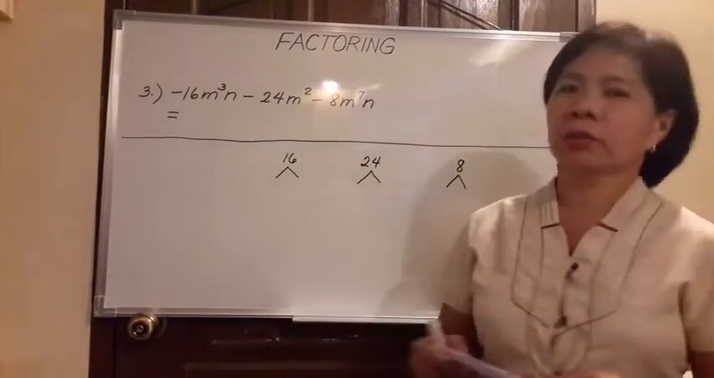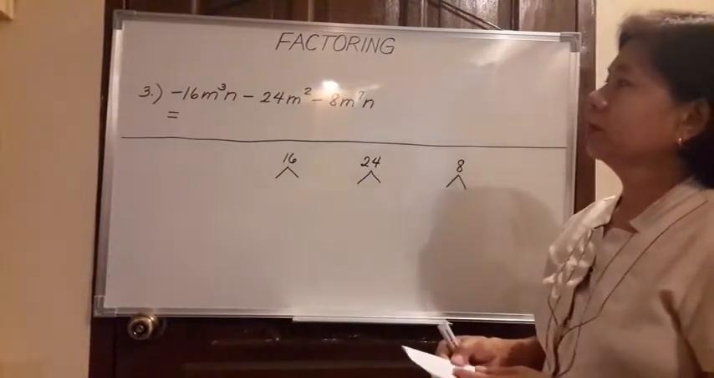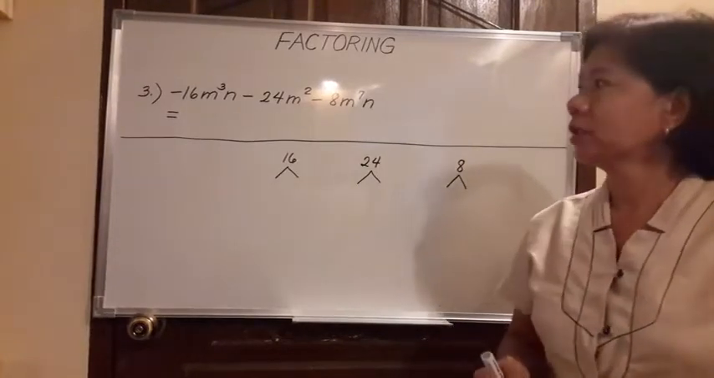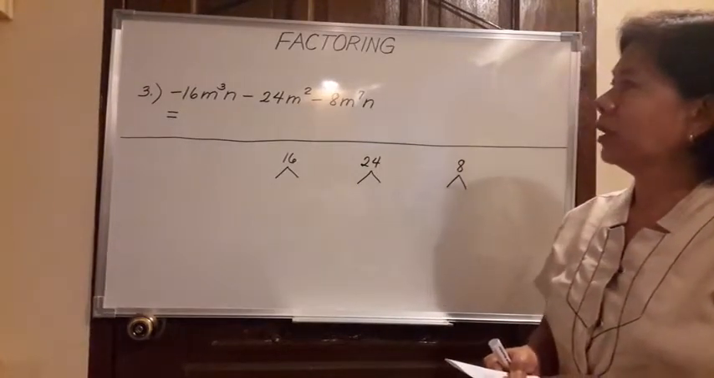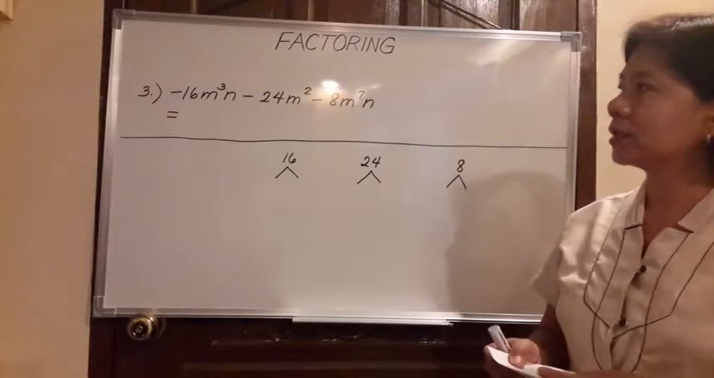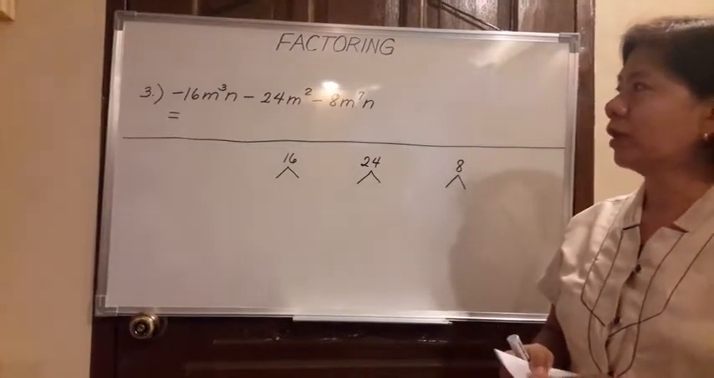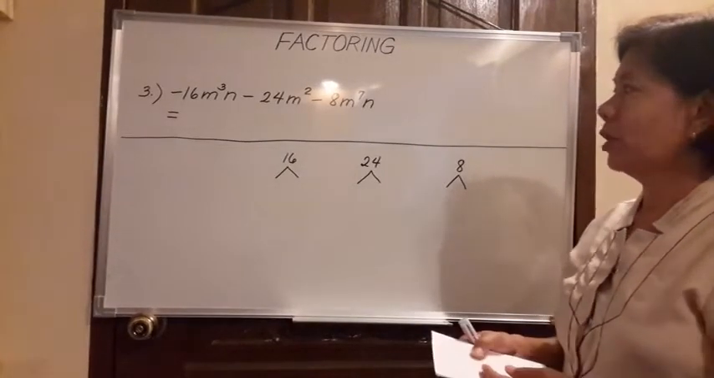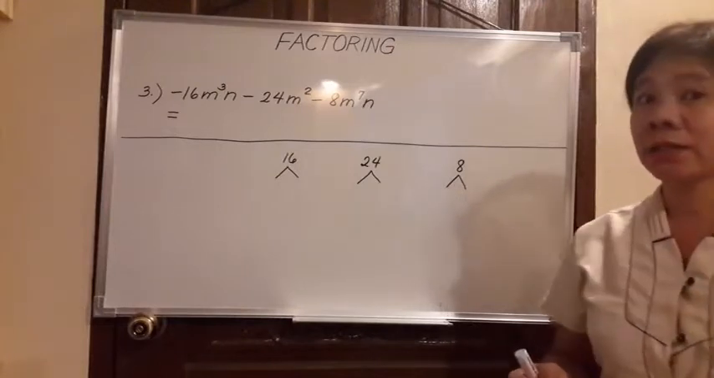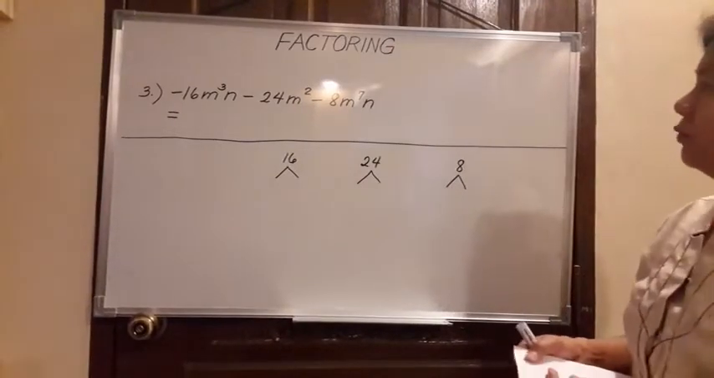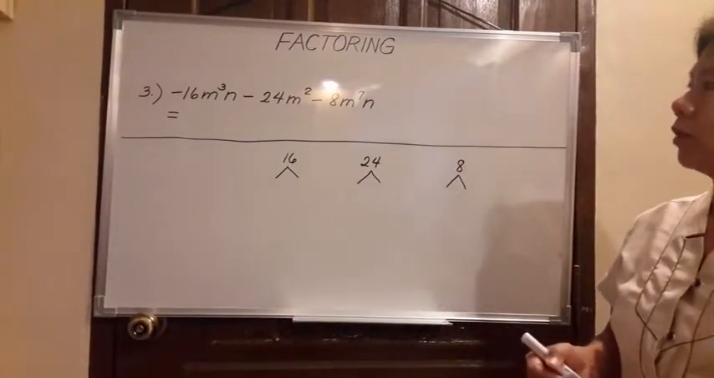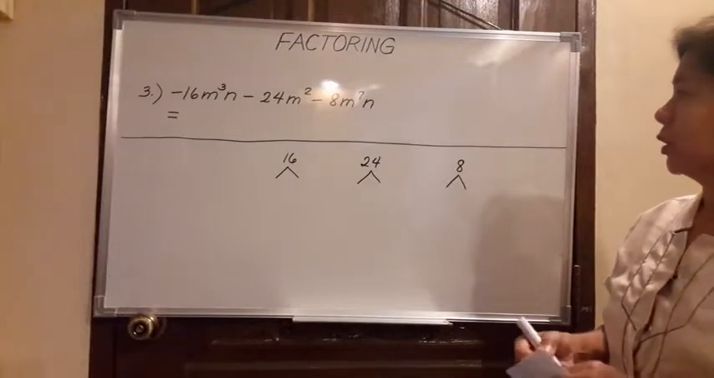Okay, for our third example, again we have three terms. Our numerical coefficients are negative 16, negative 24, and negative 8. So here we have a common sign, and that is negative. So let us first look for the greatest common factor of these three numbers.